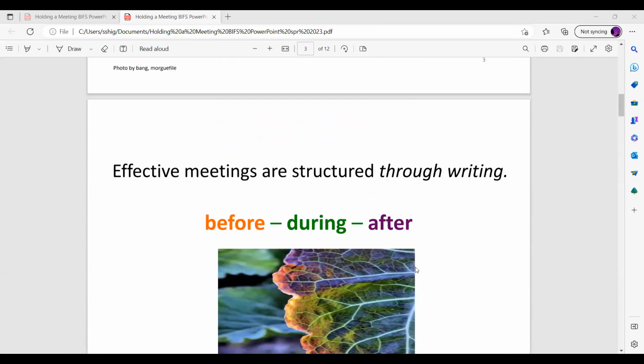And so basically what we've been saying is that good meetings are planned, structured through writing and planning, both before, during, and after the meeting. And we'll talk about what planning is necessary after the meeting, because you may think the meeting's over, what do I have to plan? There's more work to be done even after the meeting, right?